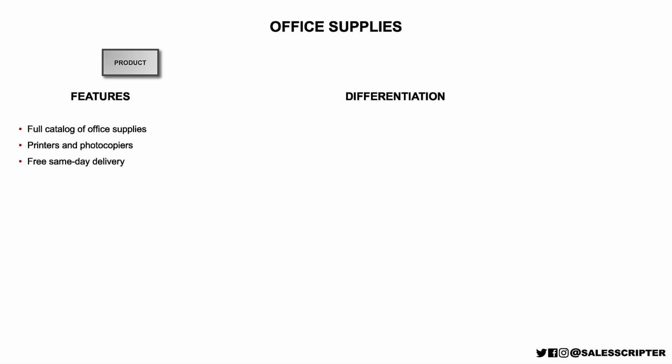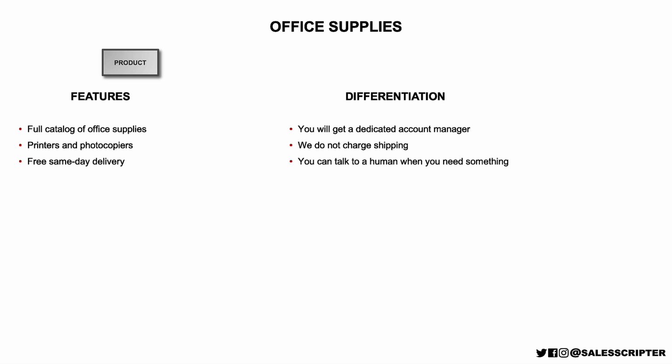The next step I like to go through is to think about how we are different from our competition. Here are a couple of thoughts. Of course, these would be unique for every salesperson, so probably these can't get reused, but maybe they can help a salesperson get some ideas or get going in the right direction. With us, we're different because you get a dedicated account rep. We don't charge for shipping. And when you contact us and you need something or you need help, you actually talk to a human.